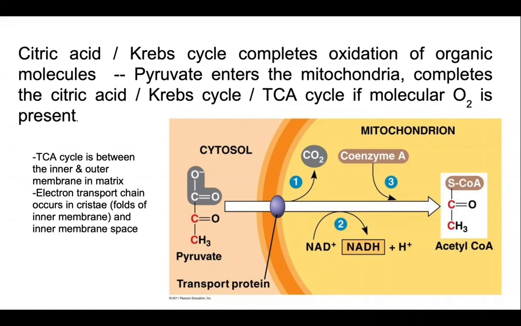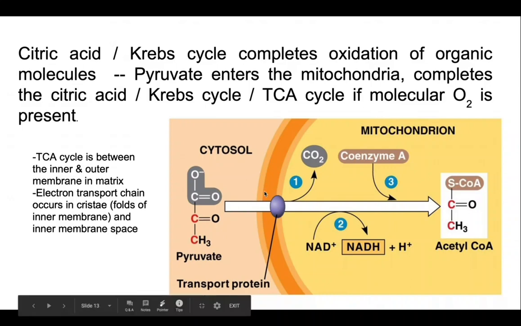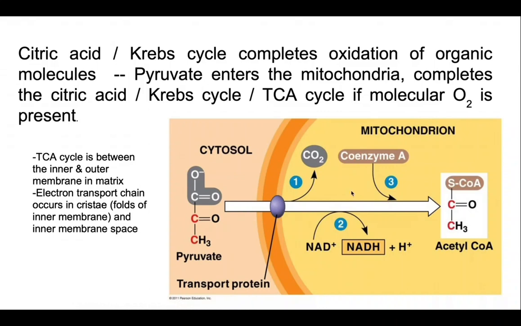So now on to the citric acid or Krebs cycle. This will complete the oxidation of the organic molecules. So the pyruvate now is going to enter into the mitochondria to complete this cycle. It's going to do this if molecular oxygen is present. So your TCA cycle or citric acid cycle is going to occur between the inner and outer membranes in the matrix of the mitochondria. The electron transport chain will occur a little bit deeper in the cristae or the folds of the inner membrane and the inner membrane space.